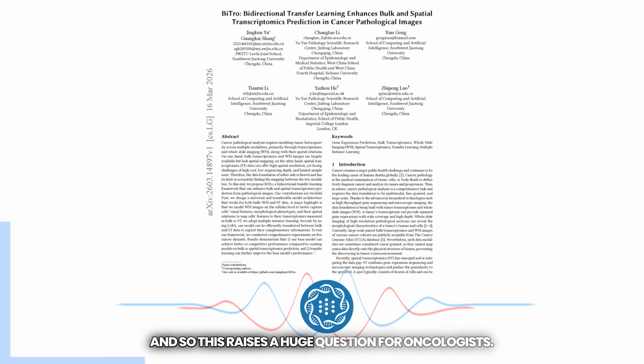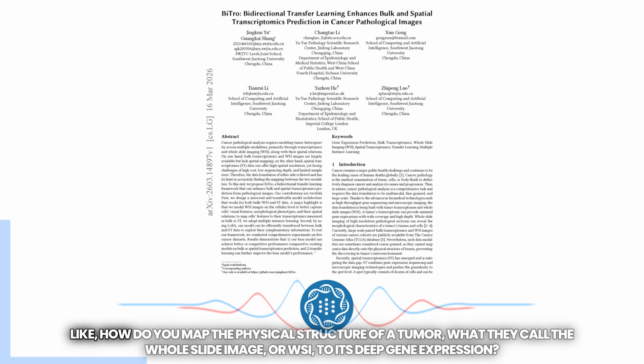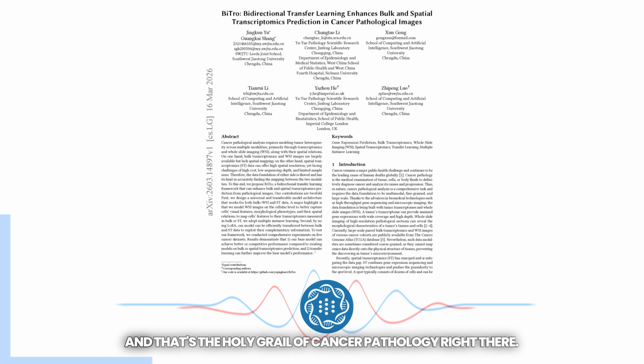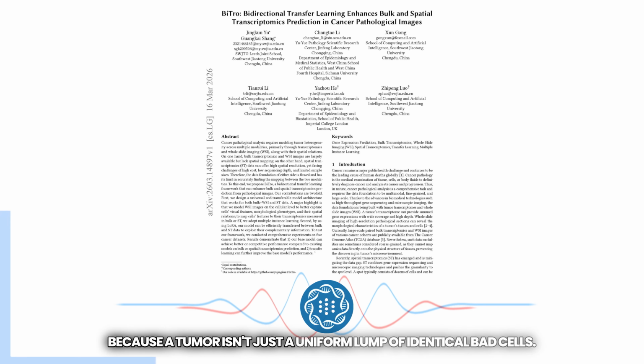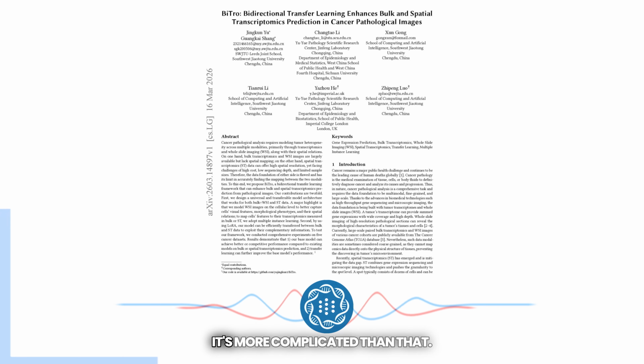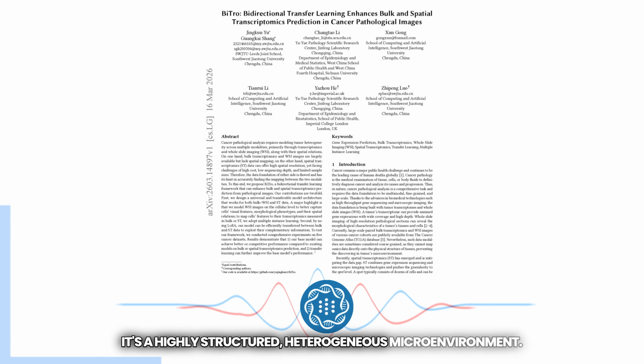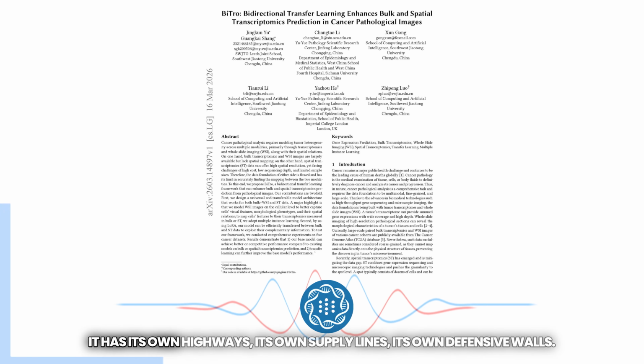And so this raises a huge question for oncologists. How do you map the physical structure of a tumor, what they call the whole slide image, or WSI, to its deep gene expression? Right, and that's the holy grail of cancer pathology right there. Because a tumor isn't just a uniform lump of identical bad cells. It's more complicated than that. Way more complicated. It's a highly structured, heterogeneous microenvironment. It has its own highways, its own supply lines, its own defensive walls.